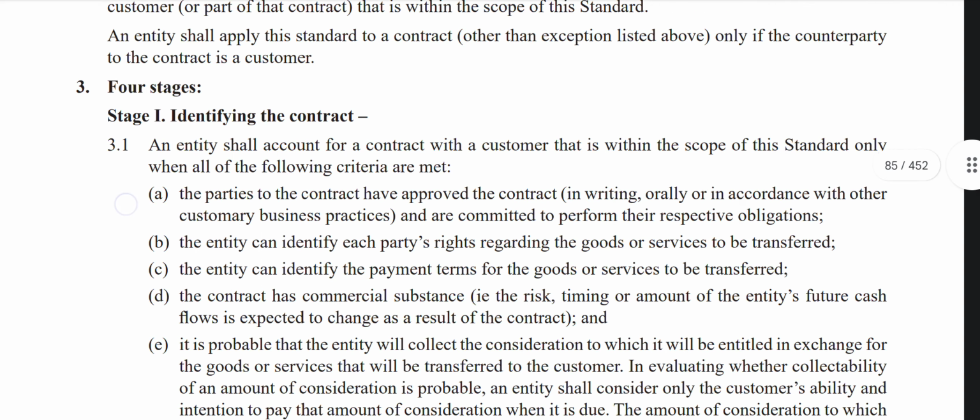An entity shall apply this standard to a contract other than the exceptions listed above only if the counterparty to the contract is a customer.